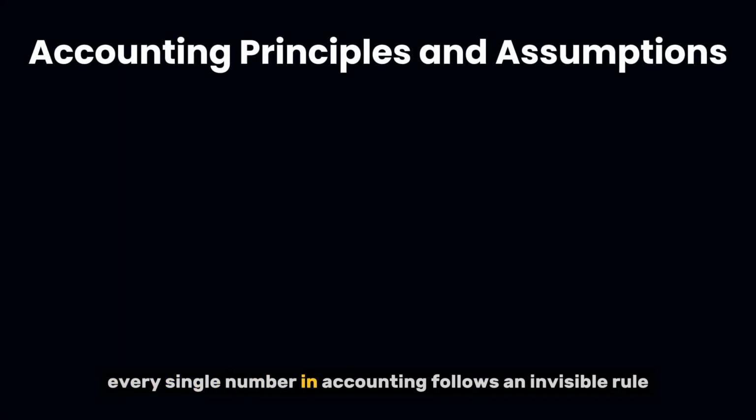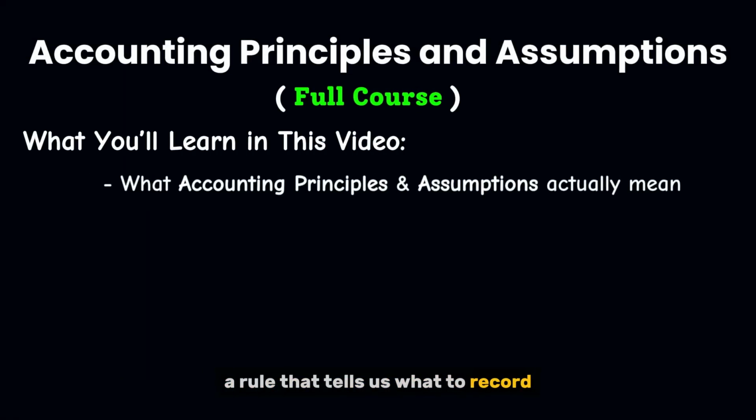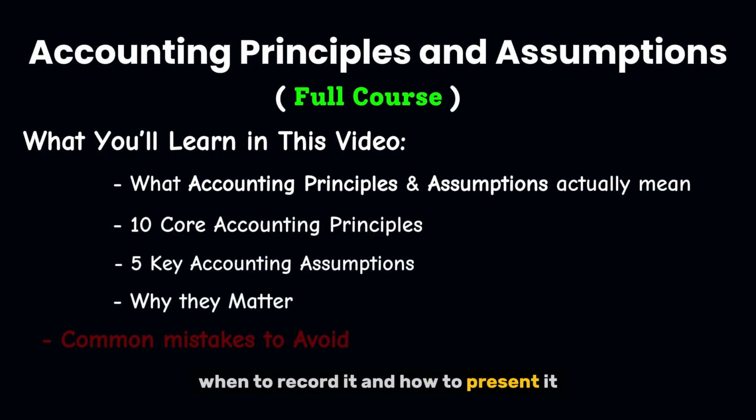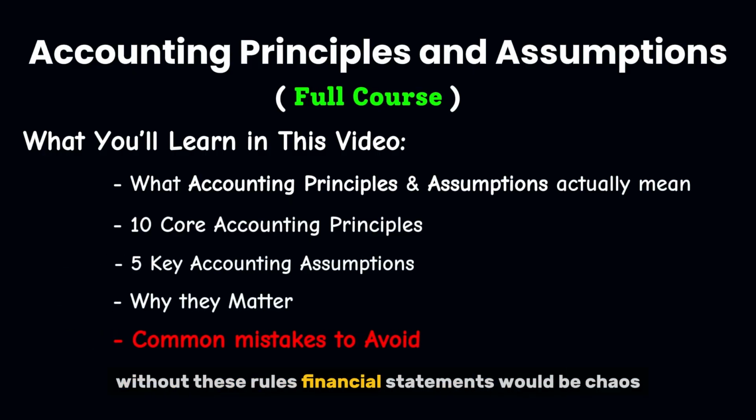Every single number in accounting follows an invisible rule, a rule that tells us what to record, when to record it, and how to present it. Without these rules, financial statements would be chaos, and no business would know if it's winning or failing.